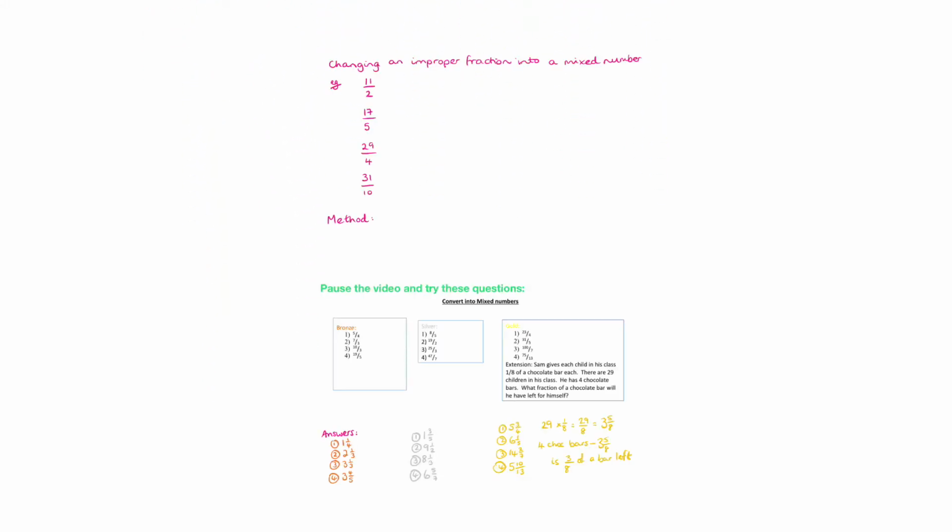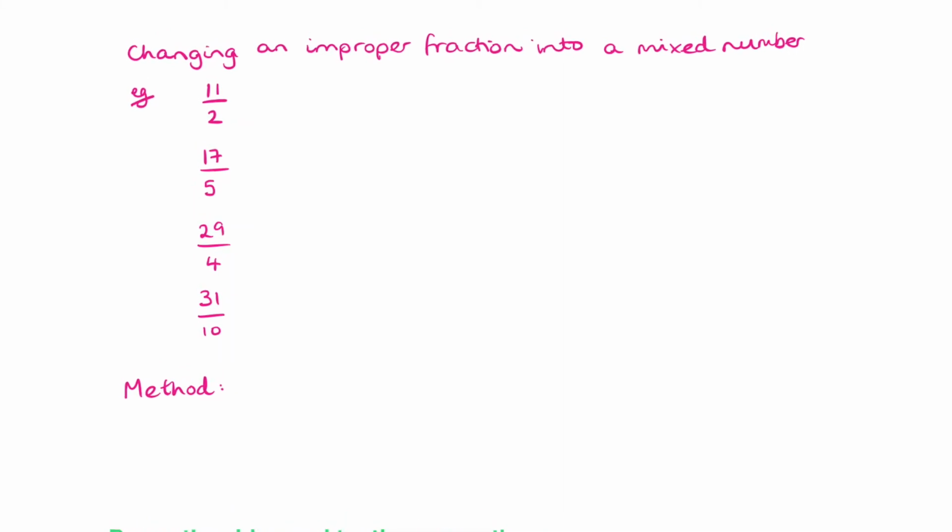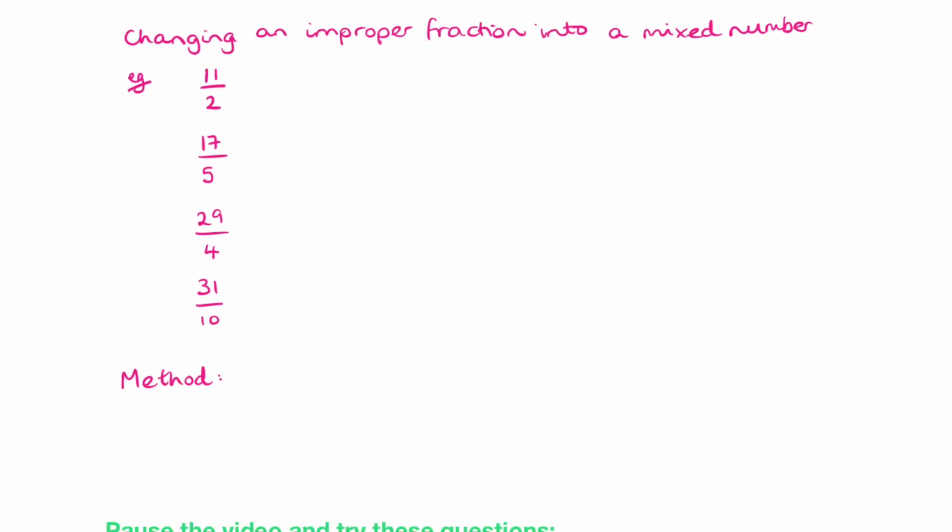So now we're just going to look at changing an improper fraction into a mixed number. So I'm going to do a drawing again of 11 halves. Remember there's 2 halves in every whole one. So that's 2, 4, 6, 8, 10, 11. So, how many whole ones have we got there? We've got 1, 2, 3, 4, 5 whole ones. And then on the end here, we've got 1 half.